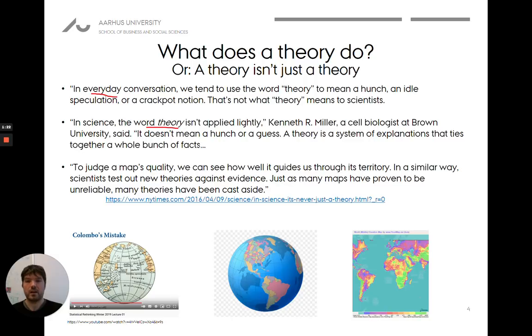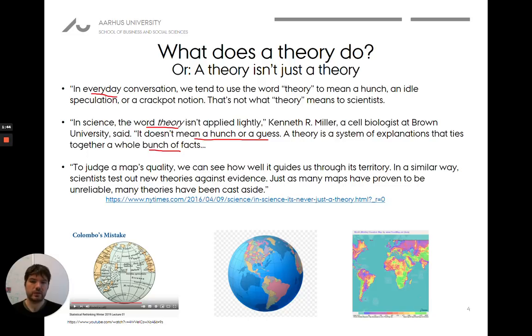It doesn't just mean a hunch or a guess. It's something more systematic, something that ties together a bunch of facts, as is written here. And we can also judge the quality of theories in terms of how they can help us understand the world and guide us through territory. So we can test theories and we can advance them.